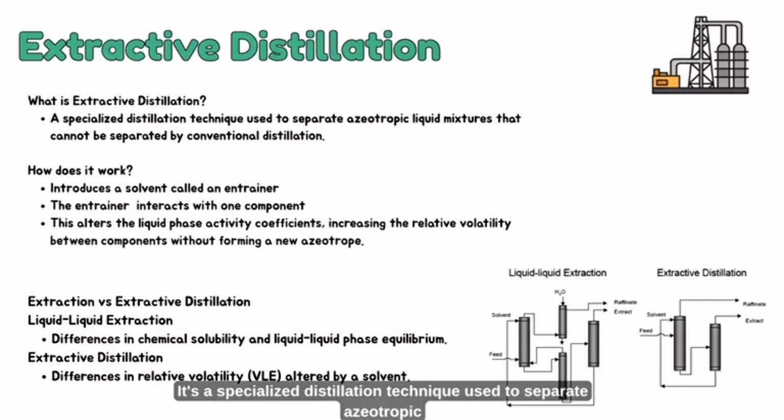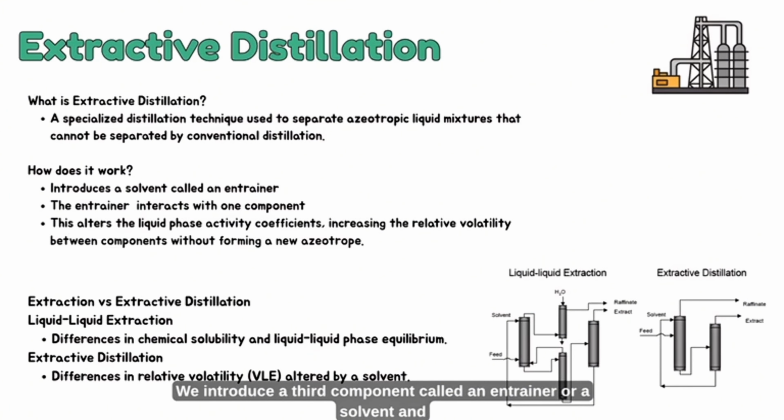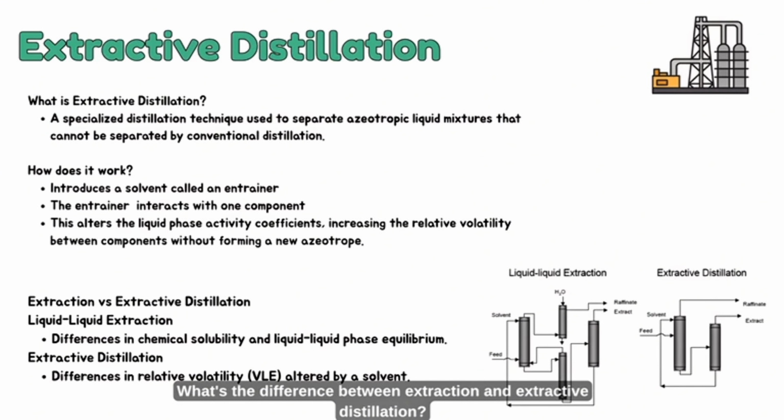It's a specialized distillation technique used to separate azeotropic liquid mixtures that cannot be separated using conventional distillation because their vapor and liquid compositions become identical at a certain point. How does it work? We introduce a third component called an entrainer or a solvent, and this entrainer selectively interacts with one of the components in the mixture, altering the liquid phase activity coefficient and increasing their relative volatility without forming a new azeotrope. What's the difference between extraction and extractive distillation?